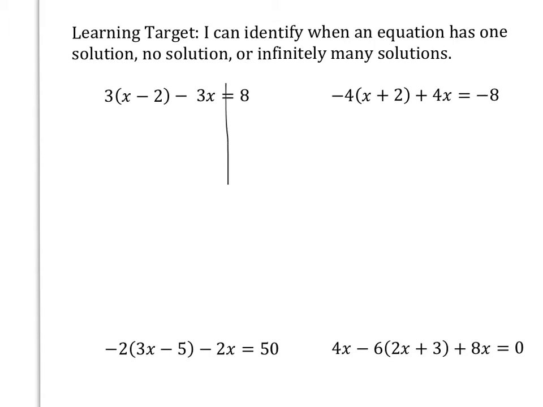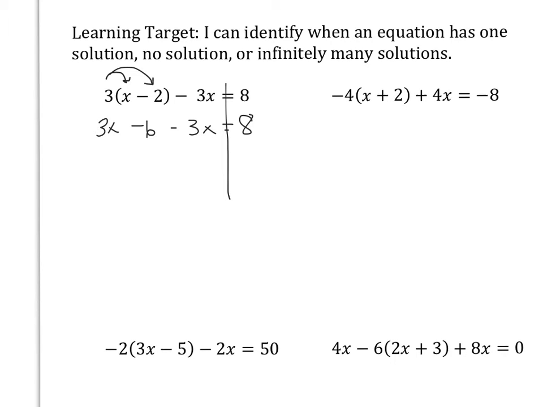So I am going to distribute because I see parentheses with a number in front, and we know that that tells us to use the distributive property. That means I'll draw an arrow and take 3 and multiply it by every term that's inside of the parentheses, and then I'll go ahead and multiply. So 3 times x is 3x, and 3 times negative 2 is negative 6, minus 3x equals 8.